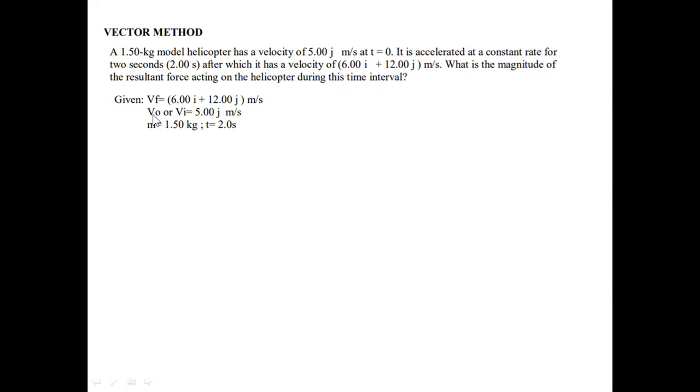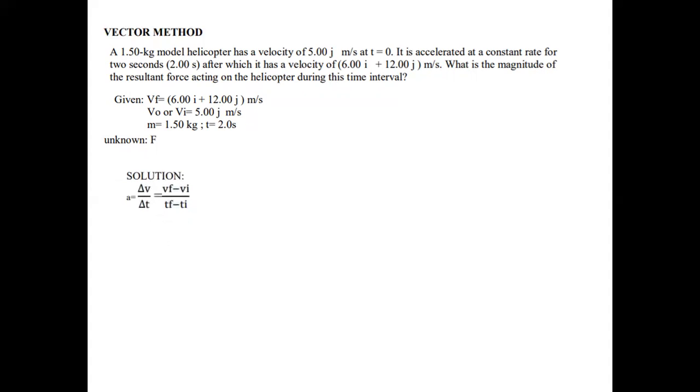The initial velocity at time equal to 0, Vi, is 5j meters per second. Vi or V0 is the representation of initial velocity. For the final velocity after 2 seconds, Vf is equal to 6i plus 12j meters per second. We are also given the mass of the helicopter at 1.5 kilograms, so it's quite heavy, even if it's a model, with a time of 2 seconds. Now we are going to solve for the resultant force F.